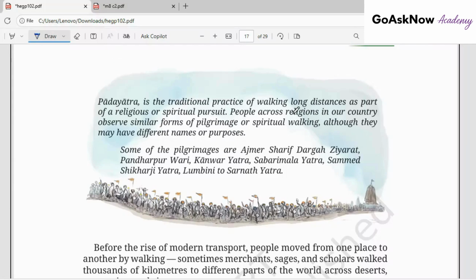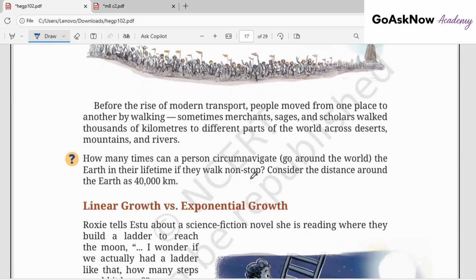Padayatra is a traditional practice of walking long distances as part of a religious or spiritual pursuit. People across religions in our country observe similar forms of pilgrimage or spiritual walking, although they may have different names or purposes. These are the different names by which they go. Before the rise of modern transport, people moved from one place to another by walking. Sometimes merchants, sages, and scholars walked thousands of kilometers to different parts of the world across deserts, mountains, and rivers.